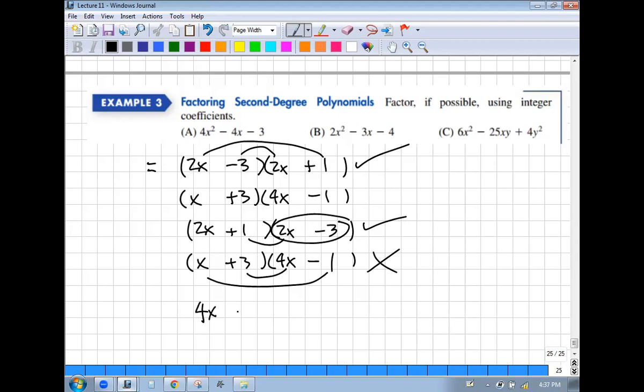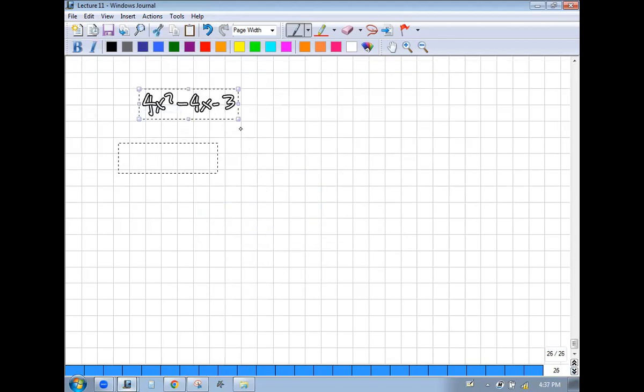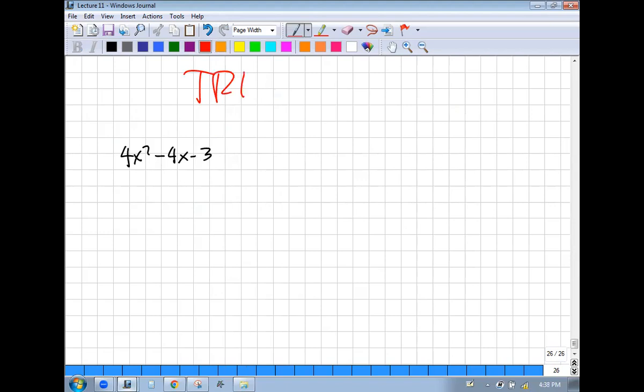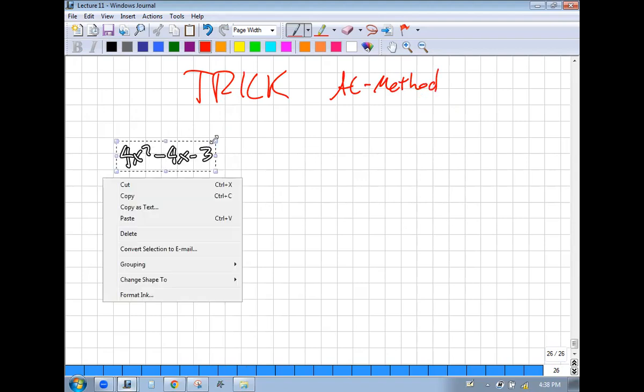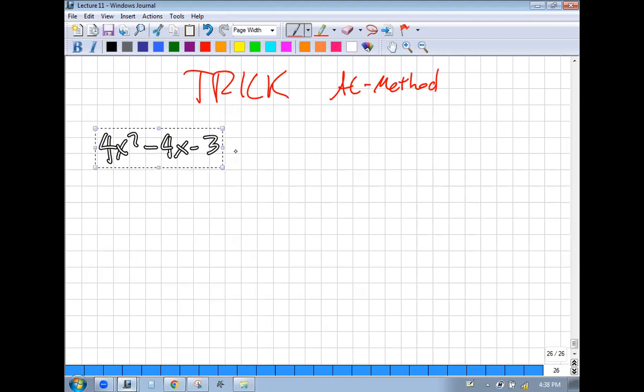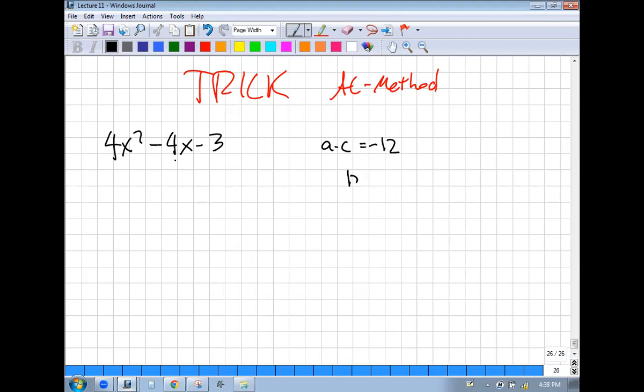Guessing sucks. How would we do this if we didn't want to guess? Here's the trick. I think it's called the AC method. I call it the PQ method. What you do is you look at A times C. This is A, this is C. A times C is -12. And you also look at B. B here is the -4, okay?